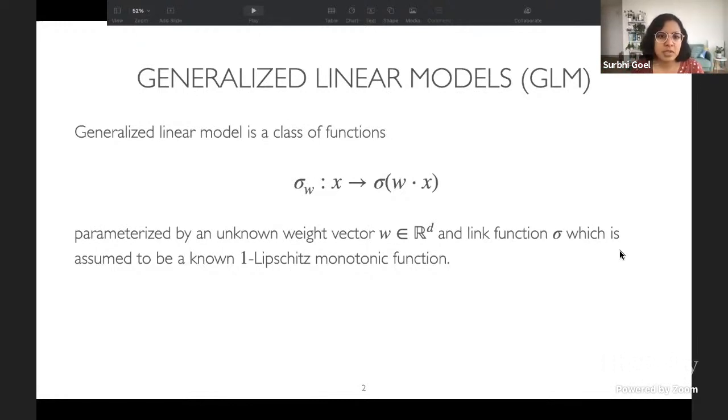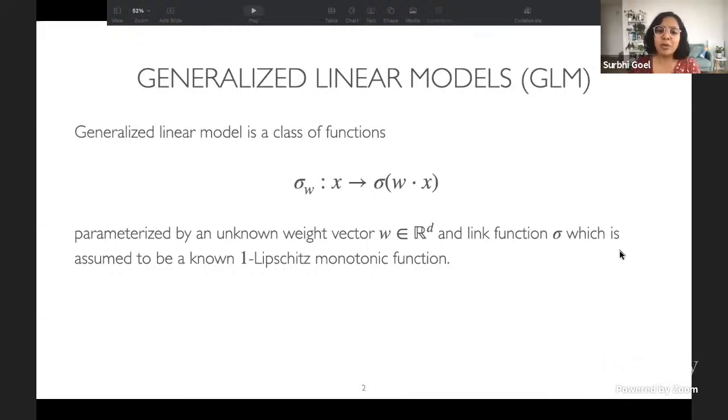These are generally a class of functions which are parameterized by some unknown weight vector W. You can think of these as functions that take a high dimensional vector into a univariate value, which is sigma of W inner product X. This is a generalization of linear functions where you have this non-linearity sigma added on top of it. Generally, for our setting, the sigma is known, and it's going to be some one-Lipschitz monotonic function, and usually non-decreasing.